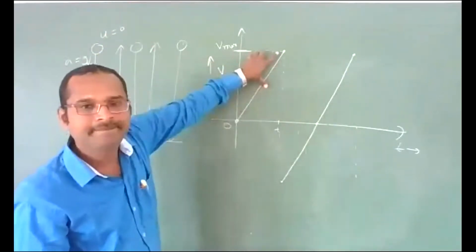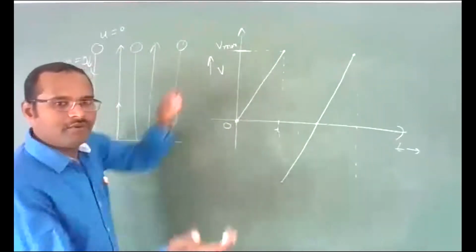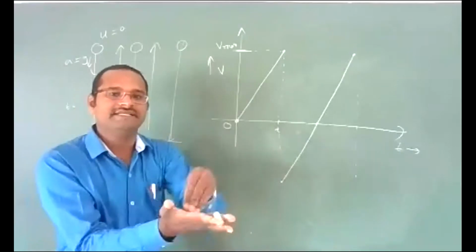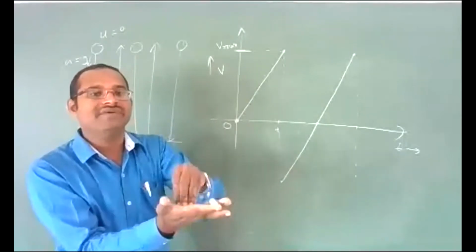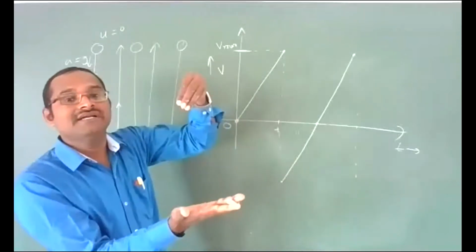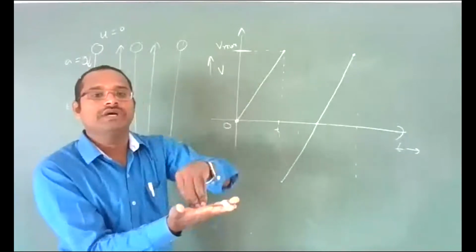Up to here, okay? Velocity becomes maximum here. So at this point, the ball is hitting the ground with maximum velocity. Then what will happen? It will return. So the velocity direction has changed. Let us imagine downward direction is positive, then upward direction is negative.